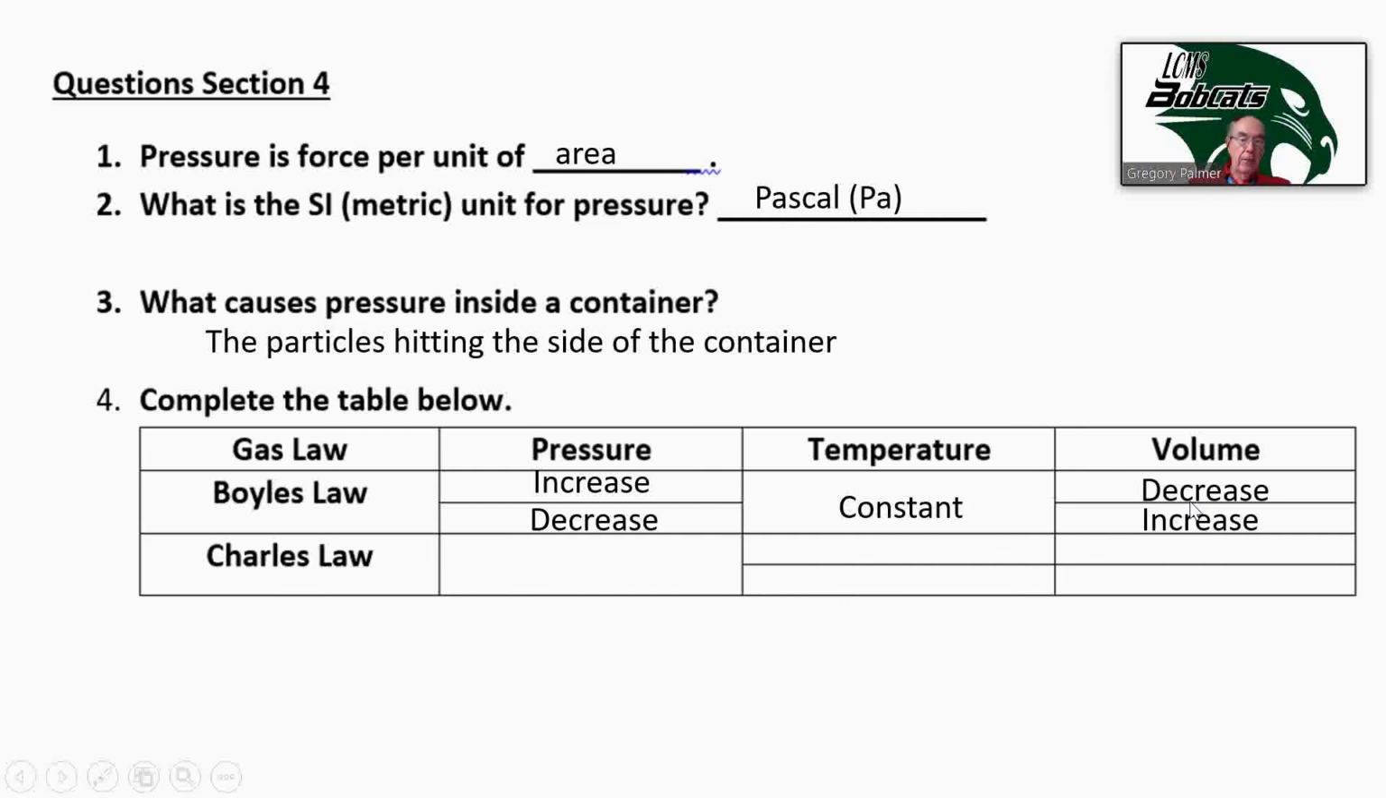Charles changed the temperature, so he kept the outside pressure on those balloons constant, and he said they go in the same direction. If you increase the temperature, the volume will increase. And if you decrease the temperature, the volume will decrease. So then we said this was basically the same idea as thermal expansion. As you heat something up, it expands. As you cool it down, as the temperature goes down, it contracts and the volume gets smaller.